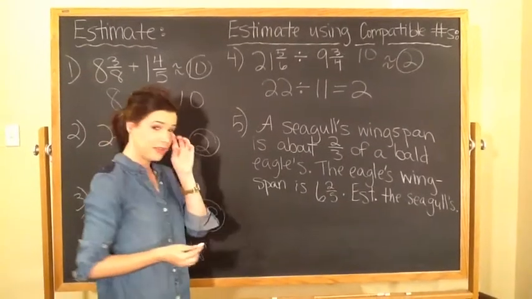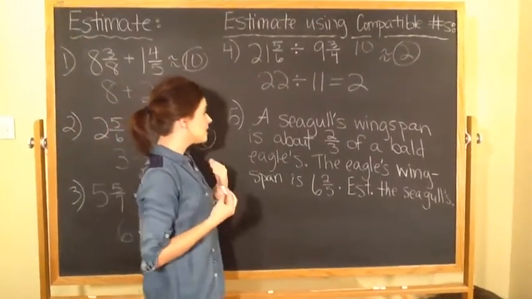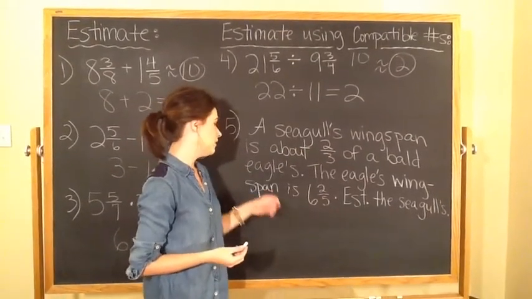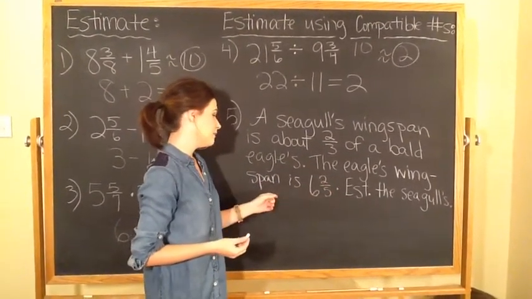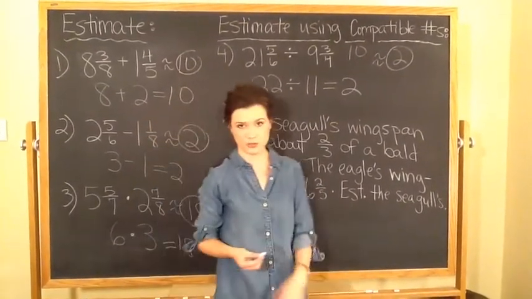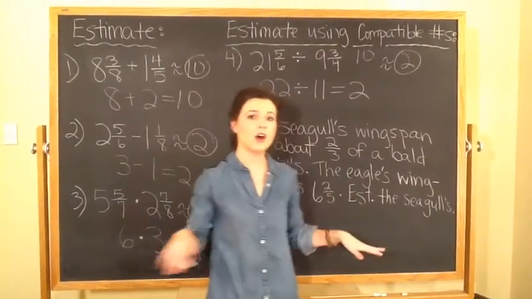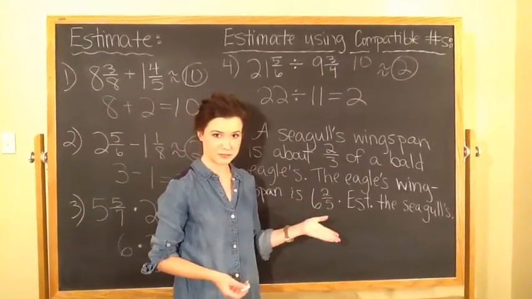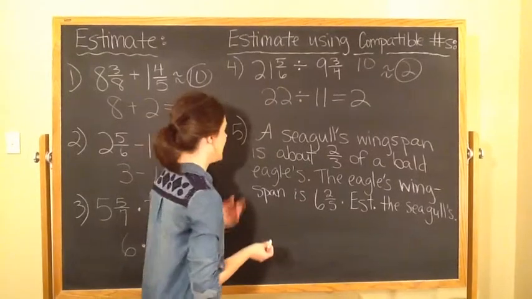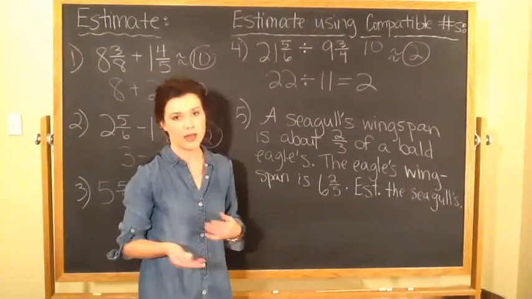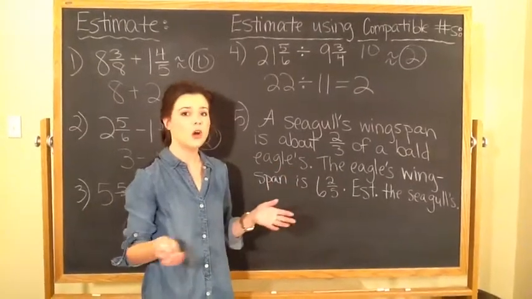All right, let's go ahead and read this word problem real quick. It says a seagull's wingspan is about 2/3 of a bald eagle's. The eagle's wingspan is about 6 and 2/5. Estimate the seagull's. So basically we want to figure out how long the seagull's wings are if we know the comparison between the seagulls and the eagles. All right, so first I'm going to think about what operation I am doing. Addition, subtraction, multiplication, division. What am I doing?